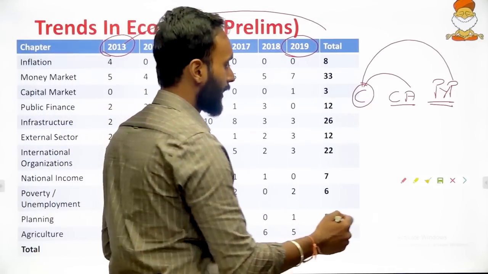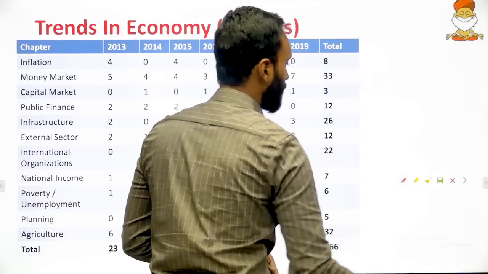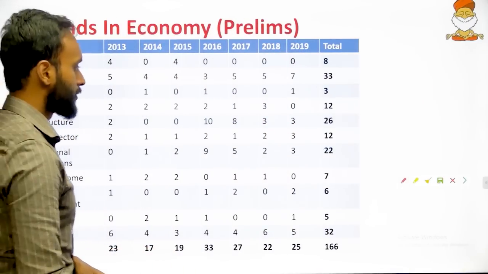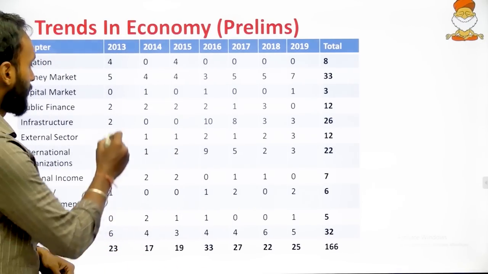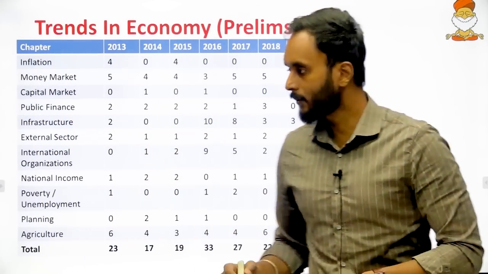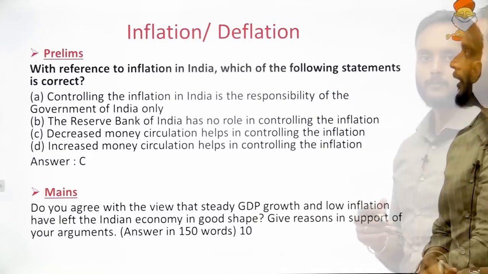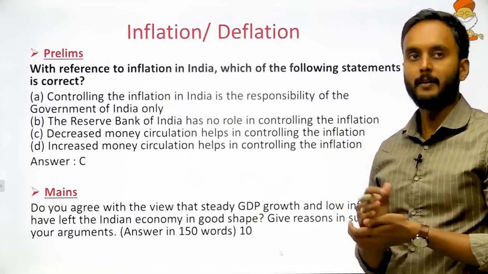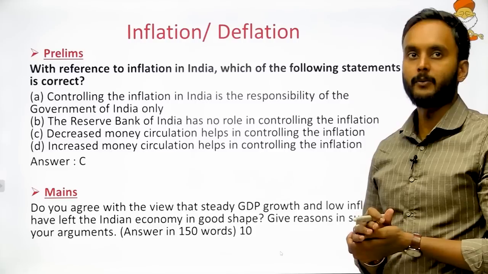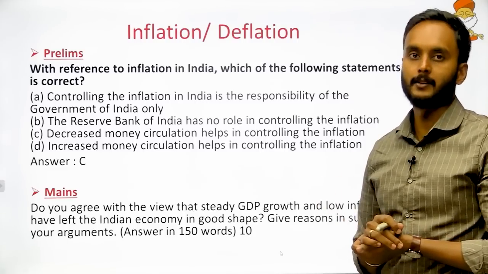So now, with this understanding that we have, let us try to see the various questions that have been asked in various chapters with respect to UPSC, with respect to these subjects. So let us see one by one. We shall see a few questions that have been asked from the prelims perspective and the mains perspective with respect to the various chapters that we discussed.